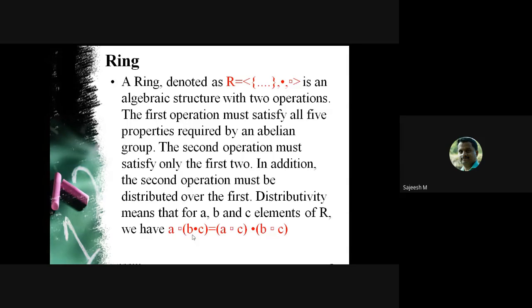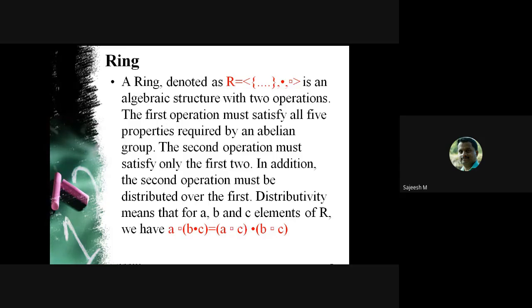Then B dot C equal to A, the first and second operation. If the second operation is multiplication and the first operation is addition, then we can say A into (B plus C) equals A into C plus B into C, like that. There are two operations, so here it must be distributive. The distributivity property must be satisfied by the second operation.